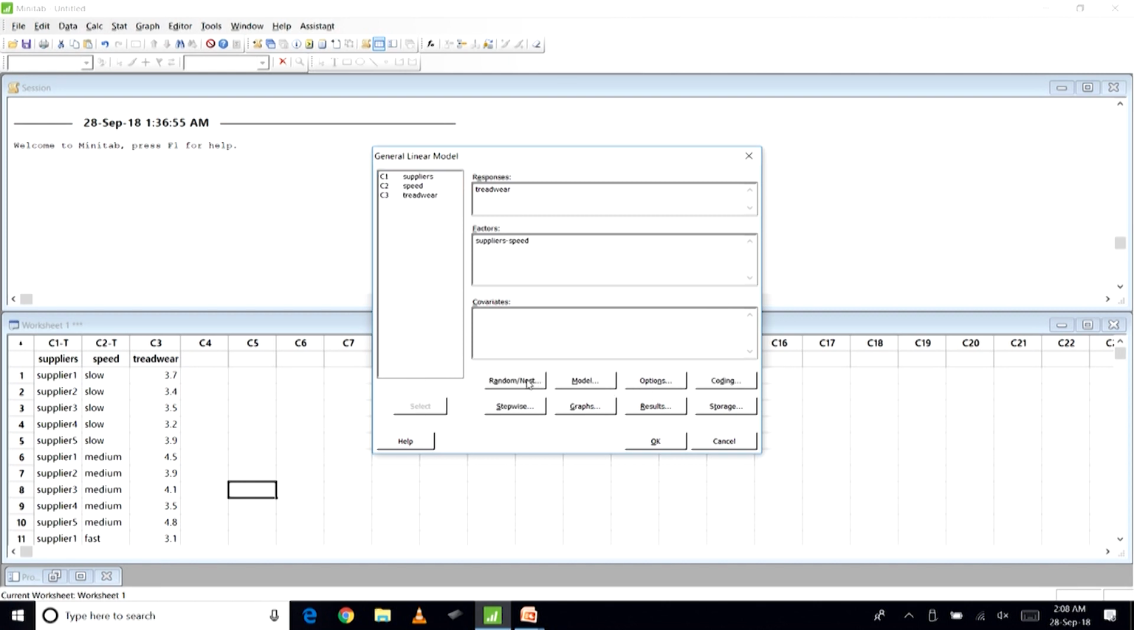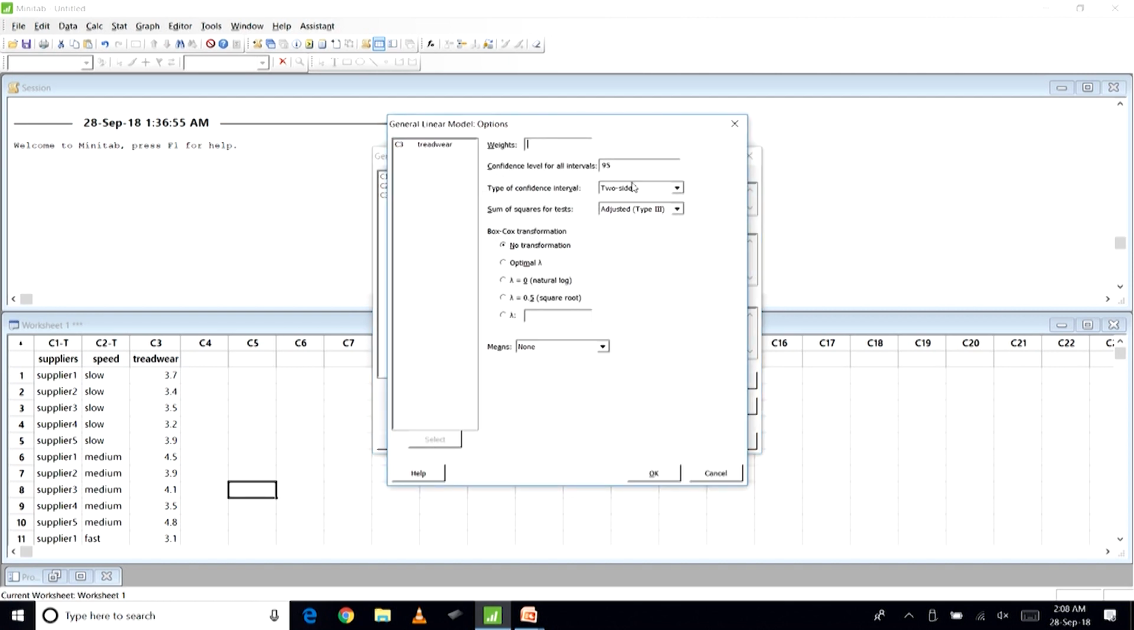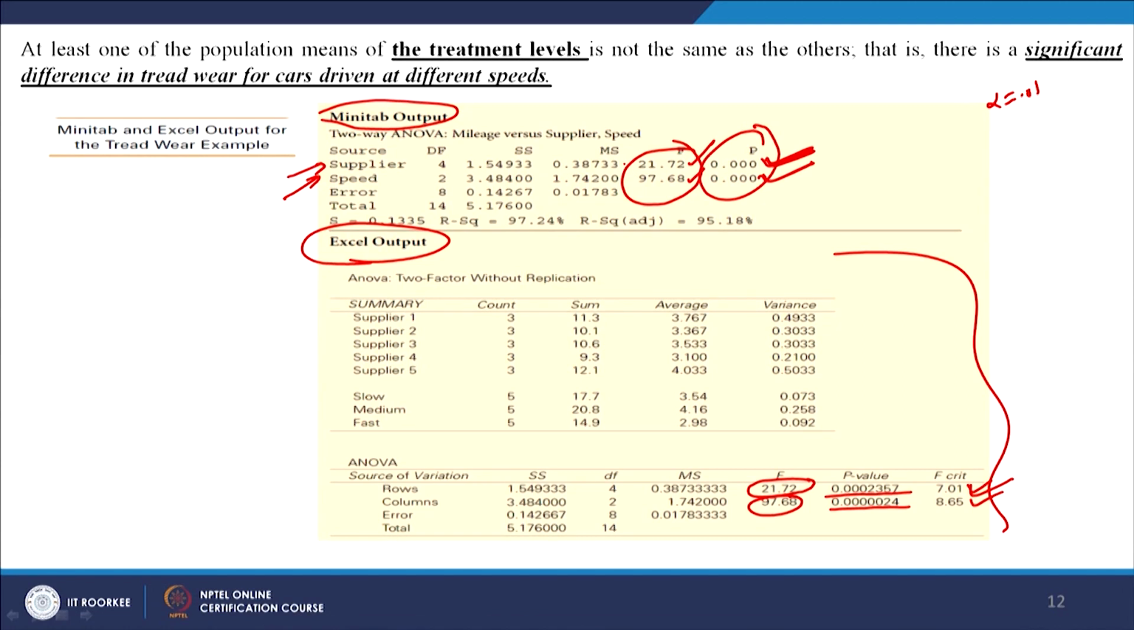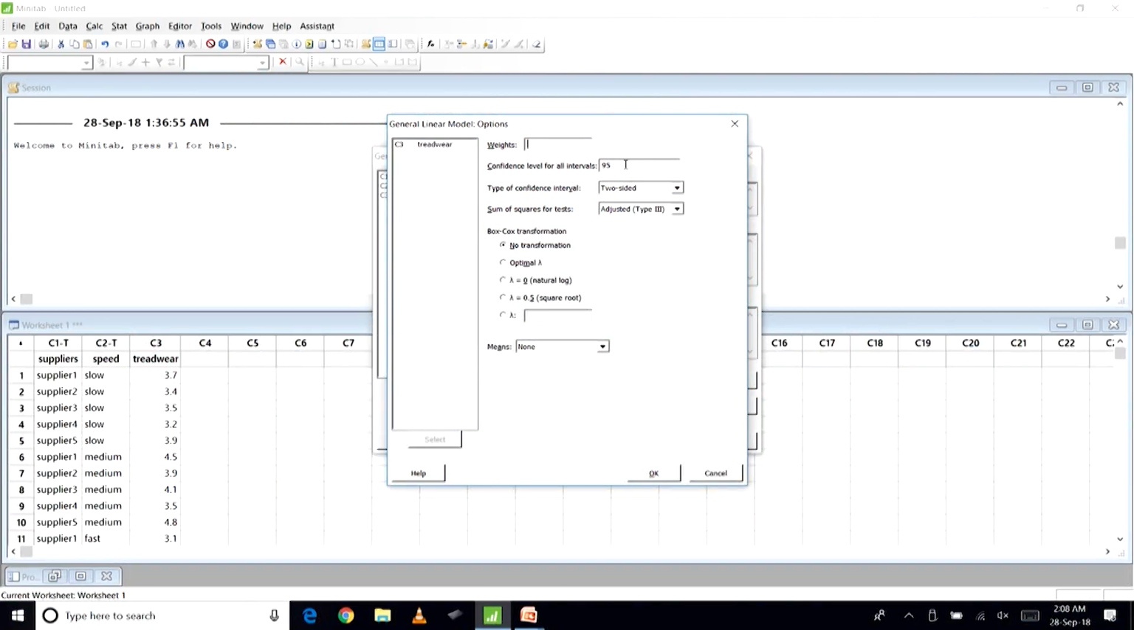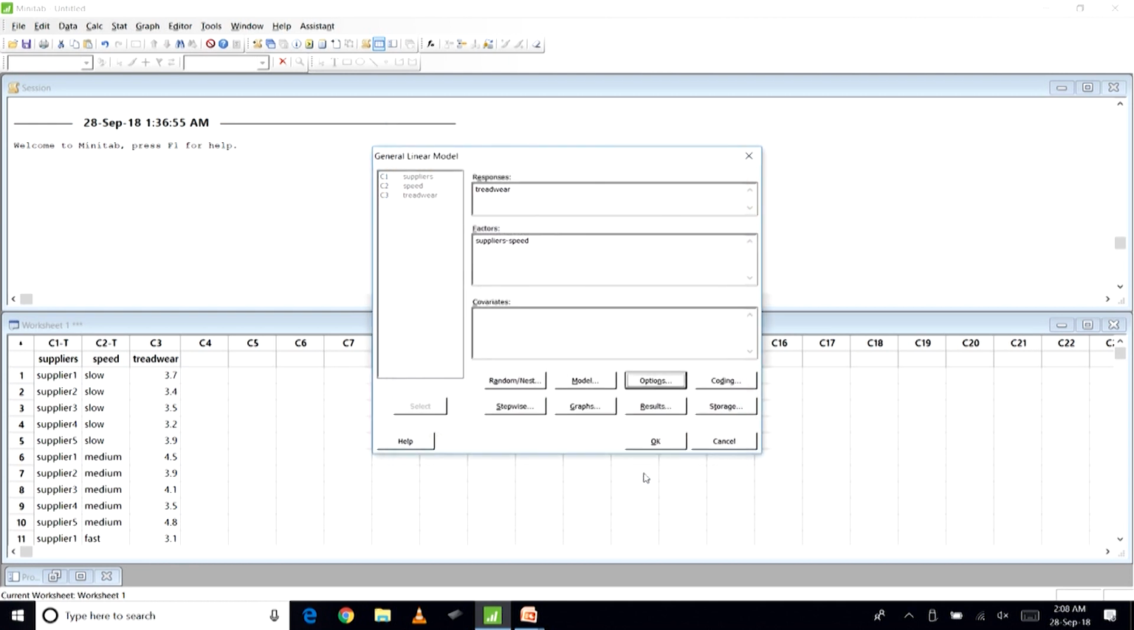So, these are factors. We will go to, let us say, Options to check on the significance level. So, this is to be tested at, I think, what percentage, at what significance level? It was 99% significance level. Okay. We will get the answer now.